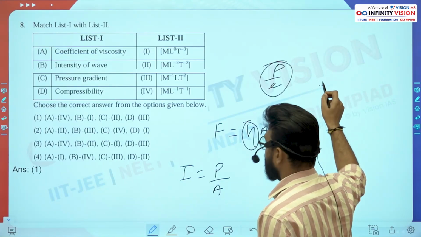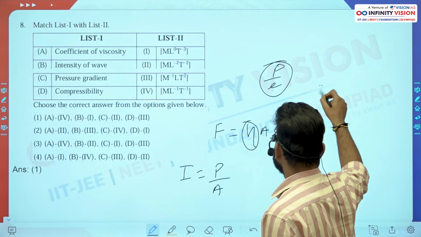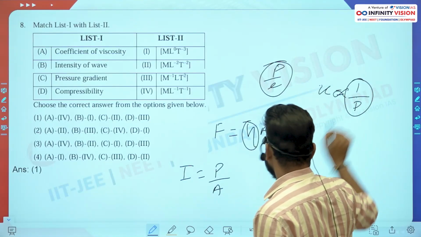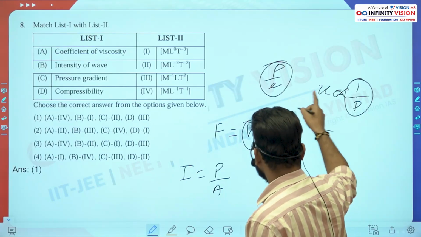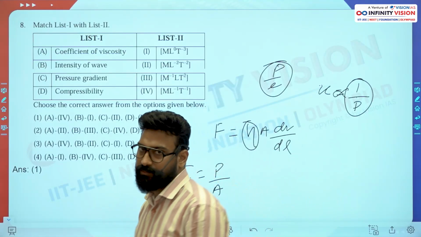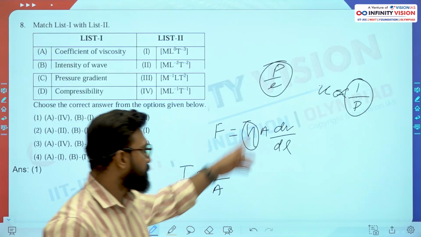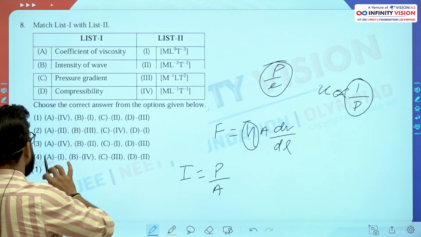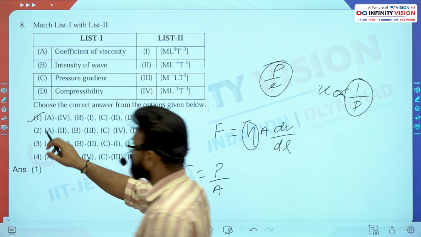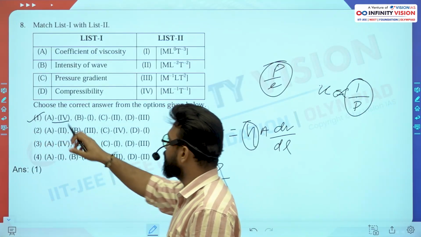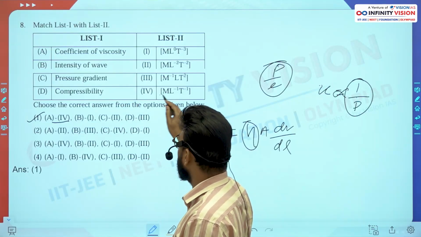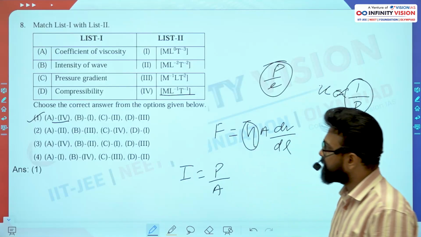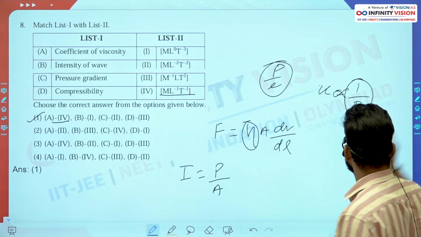Compressibility would have the dimension of, it is directly proportional to 1 upon pressure. Okay, because bulk modulus is directly proportional to pressure, so compressibility is the reverse of pressure. Okay, solve it again, then you will get the first option as the correct option. That means A would have dimension of m l minus 1 t minus 1 and so on. Okay, using the formula you can easily calculate the dimensions.